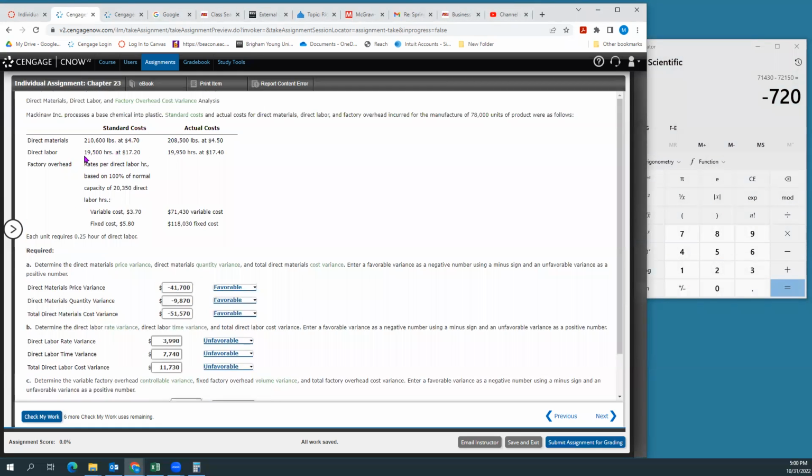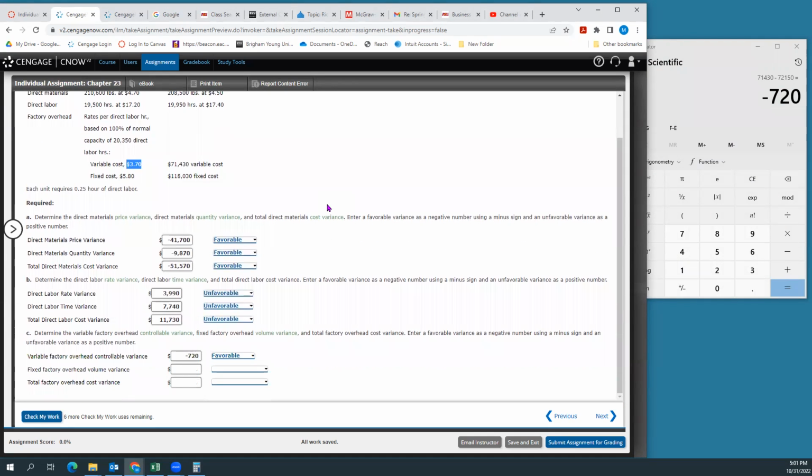Again, all we're doing is taking our planned or standard direct labor hours times our planned or standard variable cost, and that will give us our budget for direct labor. And then we'll subtract the standard from the actual, and we'll get our variance. In other words, we spent $720 less than what we would have expected on variable costs. Sorry about that. I know that was a little confusing.